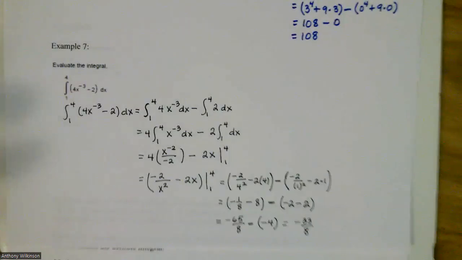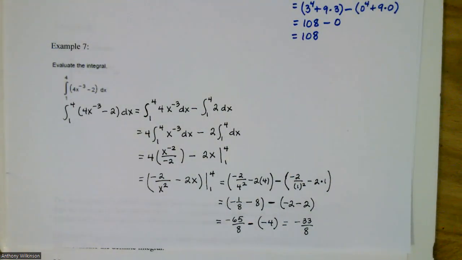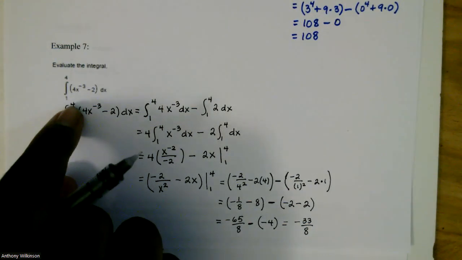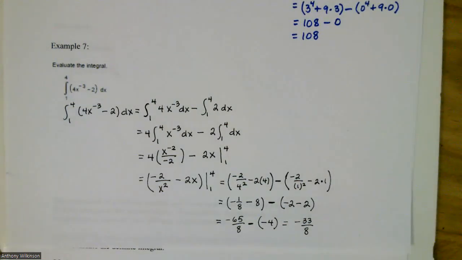So that negative 33 over 8 represents the area of this function from between 1 and 4. So the integral from 1 to 4 of 4x to the negative 3 minus 2 will be negative 33 over 8.